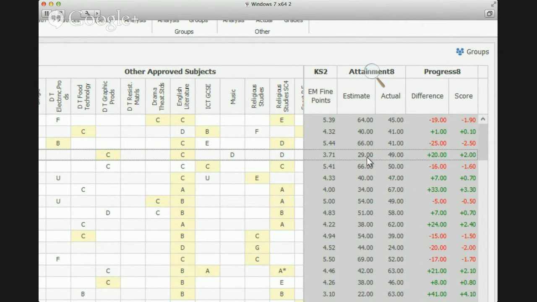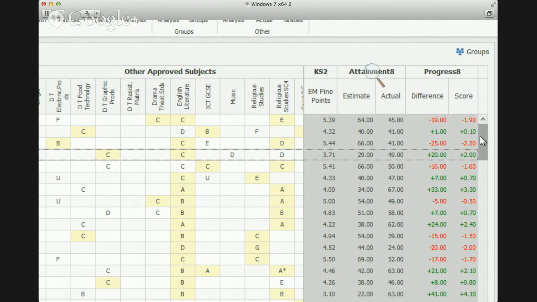Now, what's quite interesting is that her estimate of 29, based on a low key stage 2 starting position, and her actual of 49, is quite different. How different? This is the progress score. So she actually got 20 more points than was expected. Now, that's for these 10 scores, 20 more points. So you divide by 10 to find approximately she's getting 2 points per entry, or per score, better than expected. That's kind of like her average.